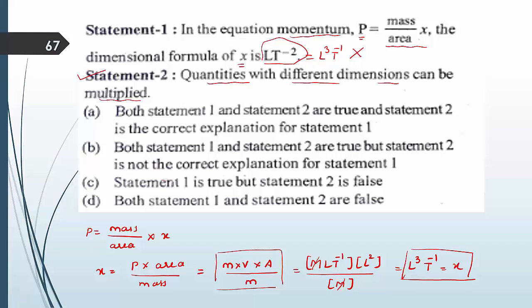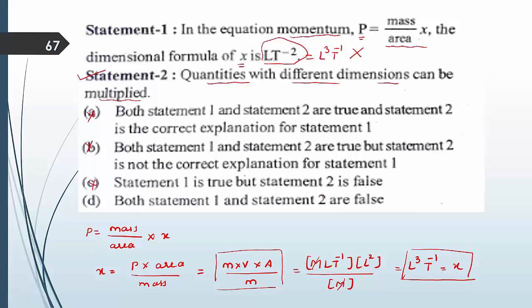Yes, observe the options here. The first option, both statement 1 and 2 are true. Statement 2 is the correct explanation for statement 1. No, this is wrong. Both statement 1 and statement 2 are true, but statement 2 is not correct explanation for statement 1. This is also wrong because statement 1 is wrong, statement 2 is true. And come to the option C. Statement 1 is true, but statement 2 is false. No. Come to the last option. Both statement 1 and statement 2 are false.